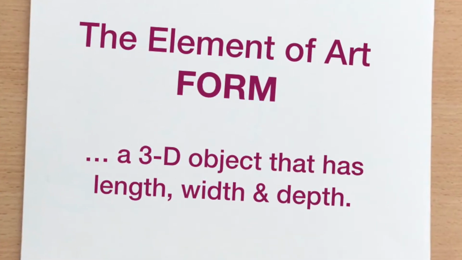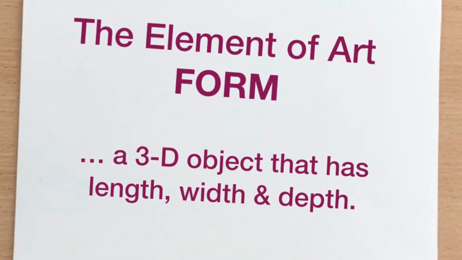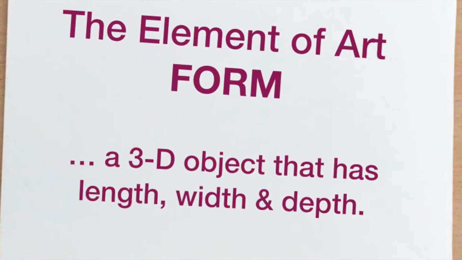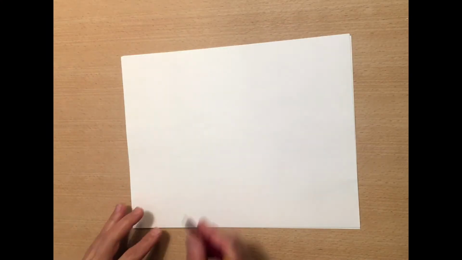In this video, we'll explore the element of art form. Form in art is a 3D object having length, width, and depth. We'll start with organic forms.